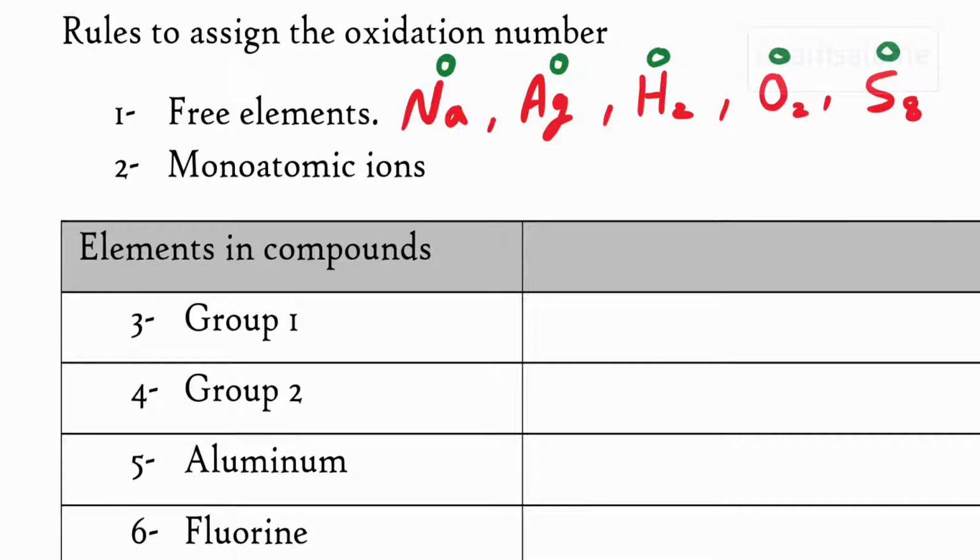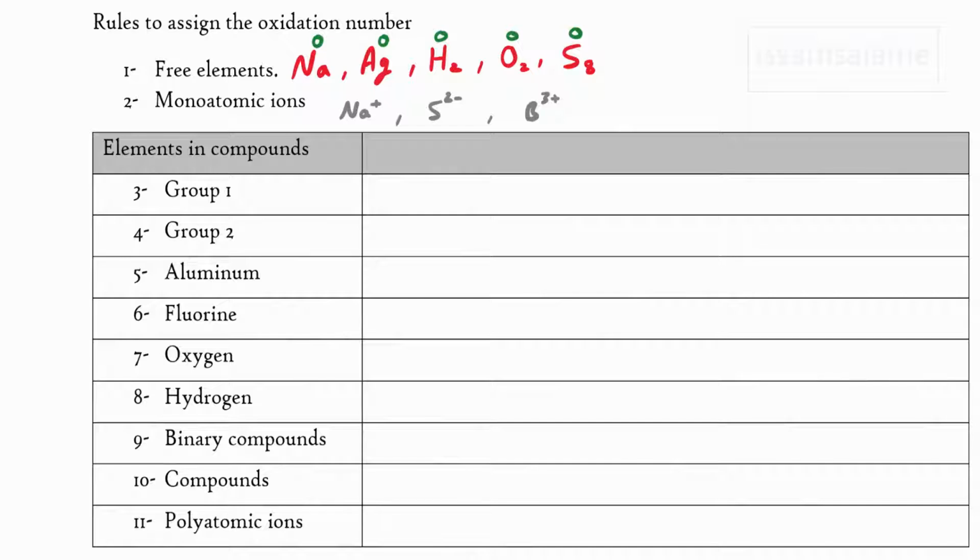The second case is talking about monoatomic ions, like these examples. The oxidation number is always equal to the charge. Like here, sodium, the oxidation number is +1, sulfur is -2, and boron is +3. As you can see here, we have only one symbol with a charge. The oxidation number is equal to that charge. So the first two rules are talking about elements when they are free. Now, what about elements in compounds? We're going to talk about them in detail.